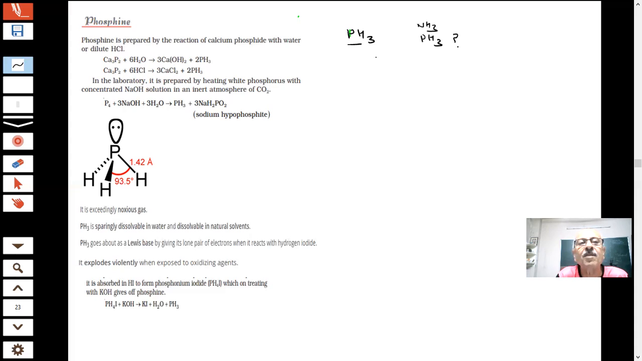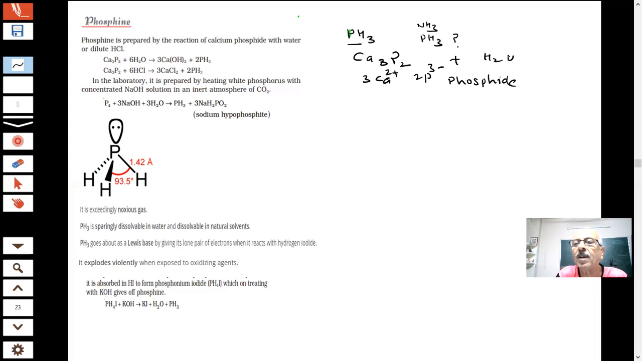So if you take calcium phosphide, calcium is the metal, students. And now I'm saying this is 3 minus, and this is phosphide, 3 minus oxidation state here. Calcium is +2. Calcium phosphide is Ca3P2, when you react it with water.